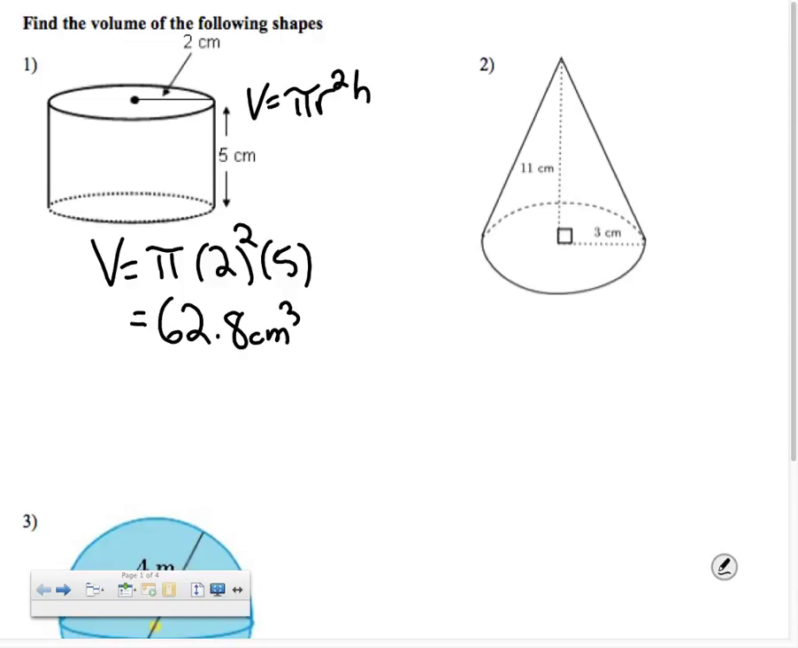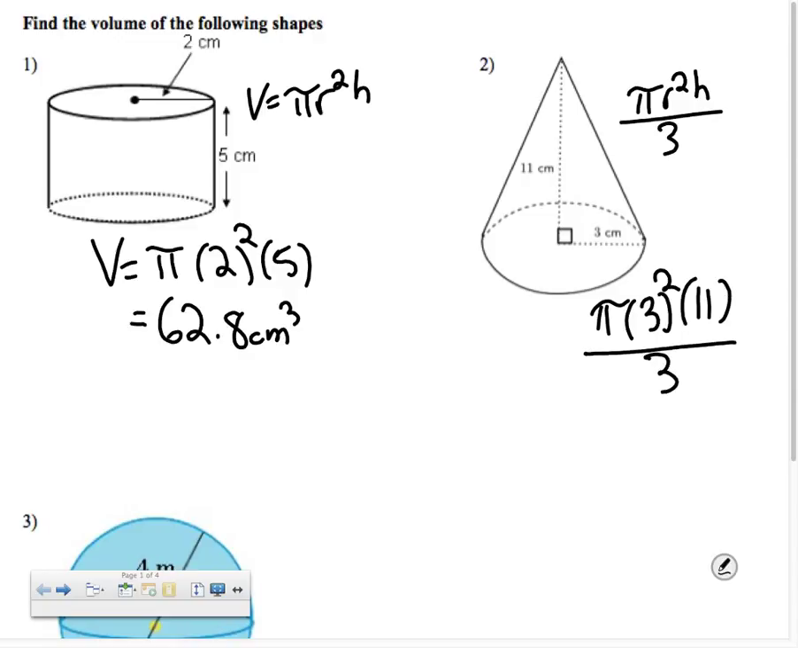So a cone is just like a cylinder, except it's pi r squared h divided by 3. So it has a divide by 3 on it because a cone is 1/3 that of a cylinder. But same thing, plug and chug. So pi times 3 squared times 11 all divided by 3. And if you plug that in, you get about 103.62 centimeters cubed. Once again, it's very formulaic. You either know the formula or you don't.